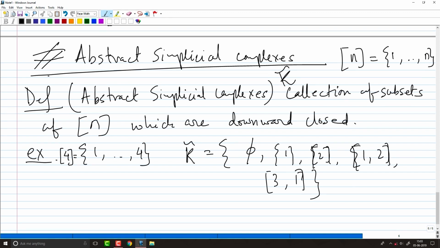Subsets is what we are working with. Okay, so good. Is this an abstract simplicial complex? These K tilde are subsets of the first 4 numbers 1, 2, 3, 4. What did I say? What is the definition of downward closed? Downward closed means if a subset is present, then all of its subsets are also present in the complex. If 3, 1 is present, all of its subsets should be present. Is 3 present? So, is it an abstract simplicial complex? No. You can make it one by including 3.